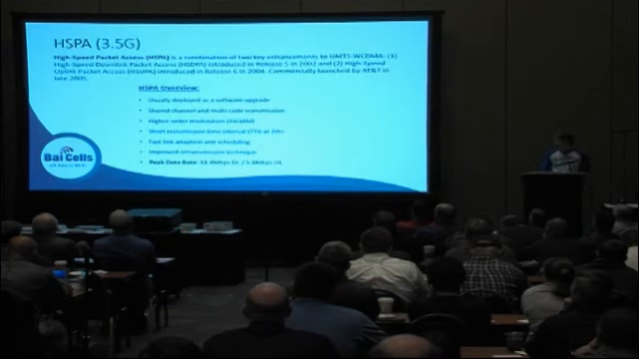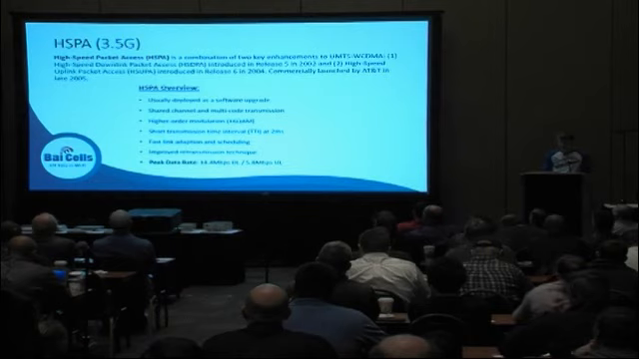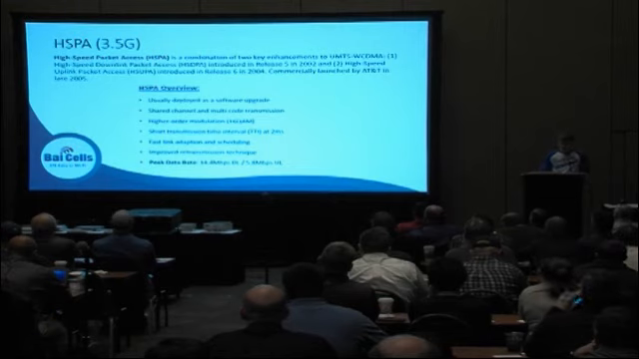This is what they call 3.5G. They had HSPA, and AT&T was one of the first operators to deploy this. This is where they introduced 16 QAM, very short transmission times, fast scheduling, and improved retransmission techniques, which ended up with about 14 megabits per second.